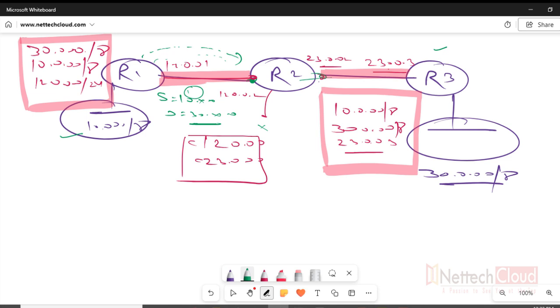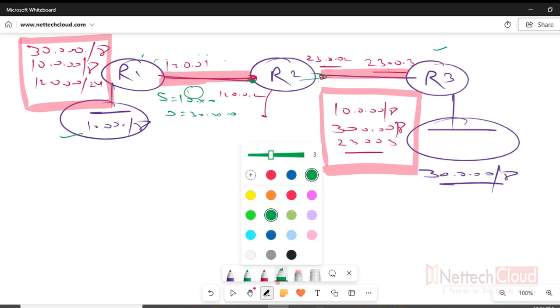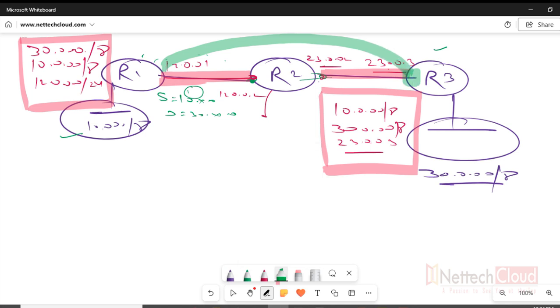In order to ensure IP reachability between the networks connected to R1 and R3, either R2 should have proper routing information, meaning a route for the 10 network as well as the 30 network, right? Another option is creating a tunnel, a GRE tunnel, between R1 and R3 this way, and routing packets via the tunnel interface.